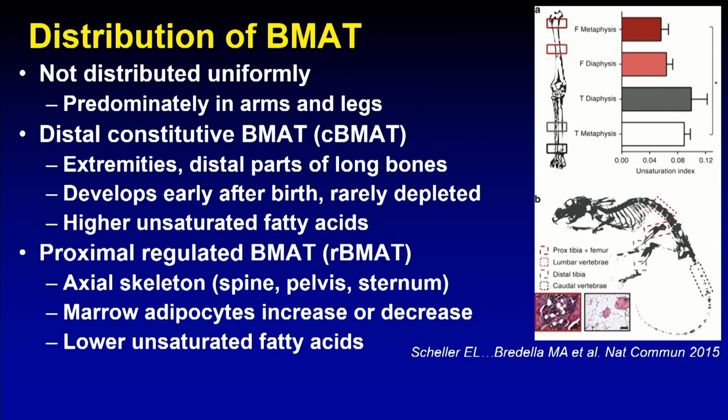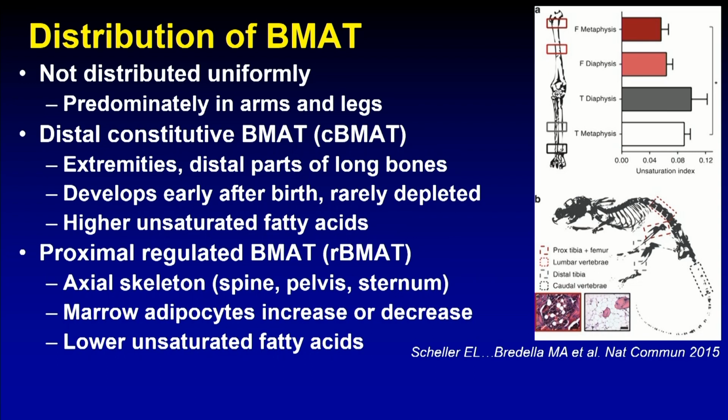As I showed you on these MR images earlier, the distribution of marrow fat is quite different. It's not distributed uniformly. You have more marrow fat in your arms and legs, and we actually discovered 2 types of marrow fat.